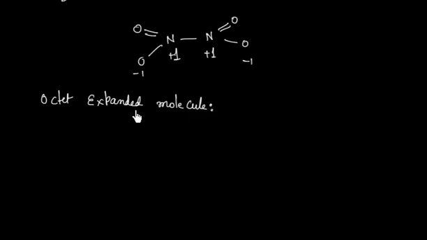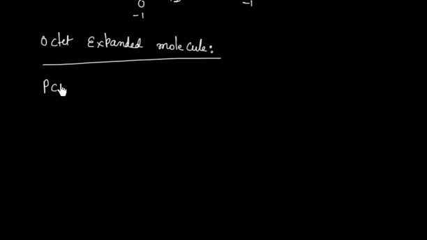So there are some molecules which basically violate the octet. Let us say the first molecule is PCl5. Now phosphorus will be the central atom, chlorine will be the terminal atom. So you should have P and Cl at least connected by one bond.